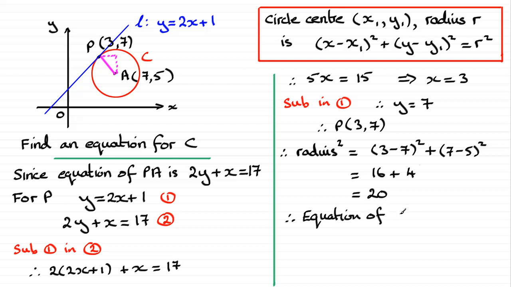So just put in a note here, equation of C is, and using our form up here, it's going to be x minus x1, the centre of the circle, which is the 7, squared, plus y minus the y1, that's going to be the 5 there, the y coordinate of the centre of the circle, squared, equals the radius squared, which we've seen is 20. And there's our equation.